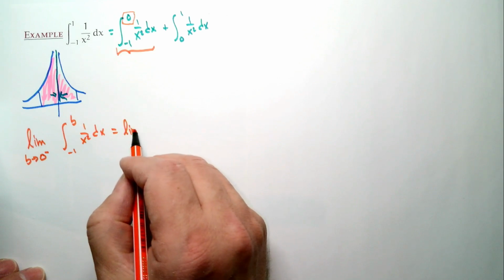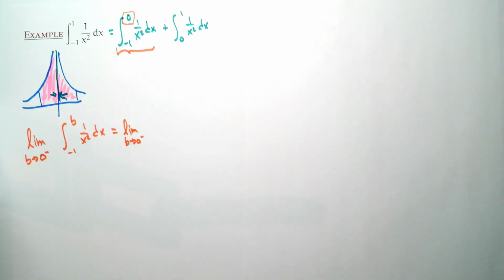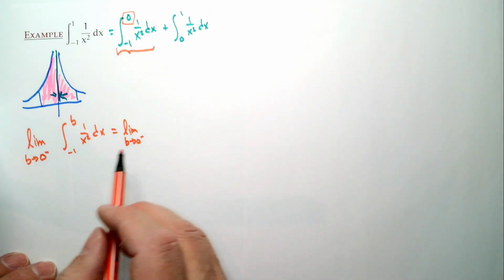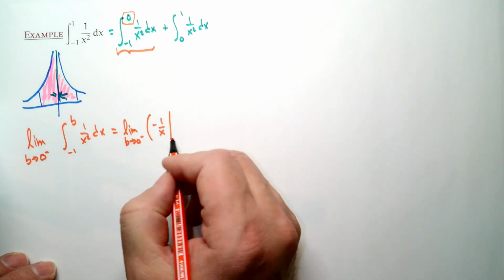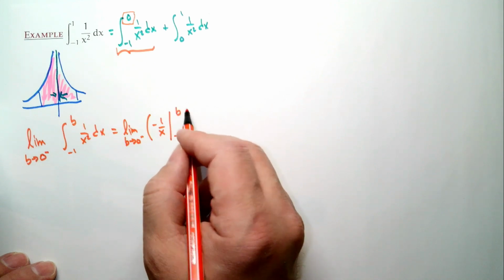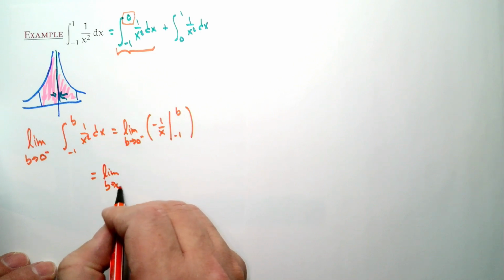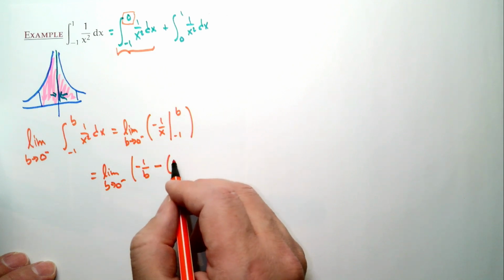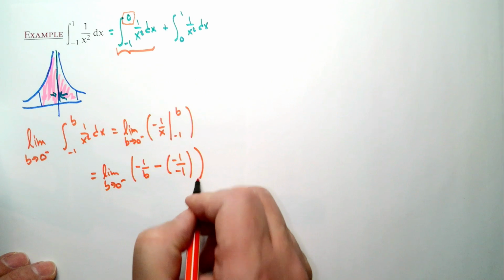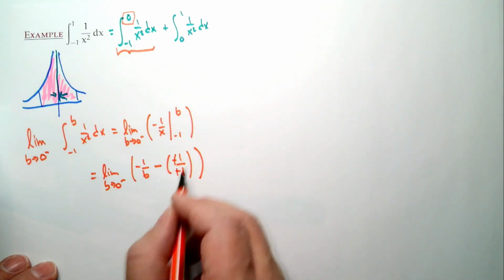Negative 1 over x. And another way to think of 1 over x squared is x to the negative 2 power. All right, so limit as b goes to 0 from below, we have minus 1 over x evaluated from minus 1 up to b, which becomes limit as b goes to 0 from below of minus 1 over b minus 1 over minus 1. Okay, so there's our limit. Well, we can clean up the last piece. That's really like minus 1 there.